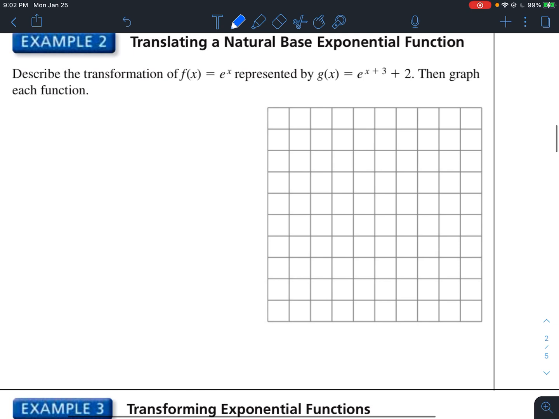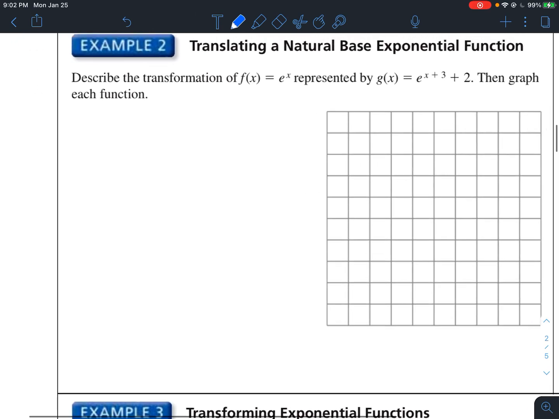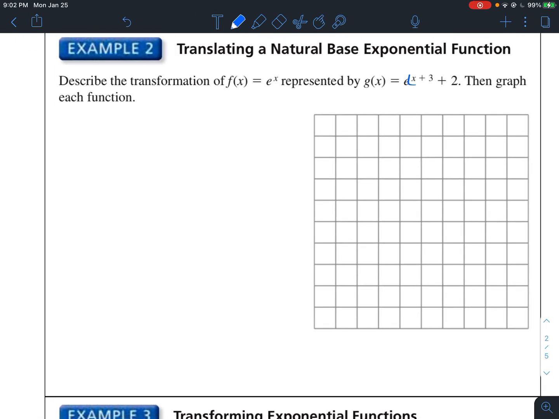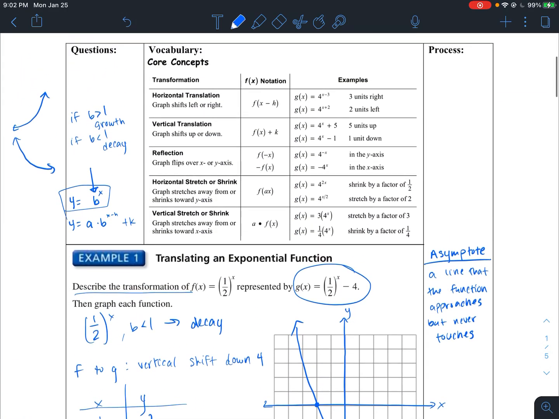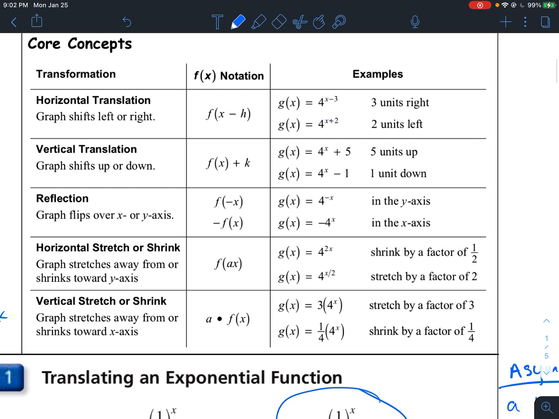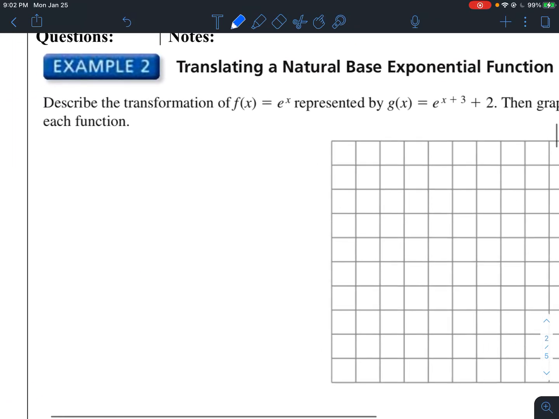Now, this is a natural base function, right? Because the base here is e, so we call it the natural base function. And we talked a little bit about this before. We graphed it a little bit. So let's talk about the transformations here. So inside we have plus 3. And so if we look at our table, if it's inside and you're adding, so like right here, if it's plus, that means you're moving to the left. So from f to g, the transformations are shift. So I guess I should say horizontal shift.